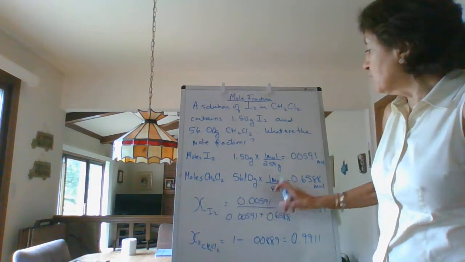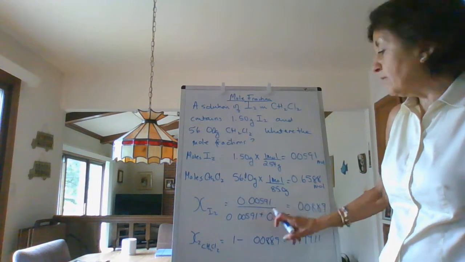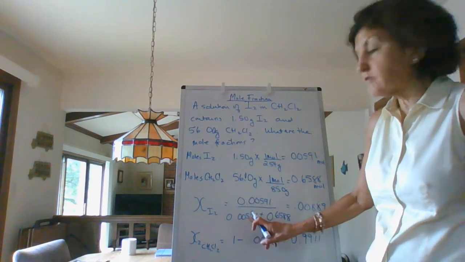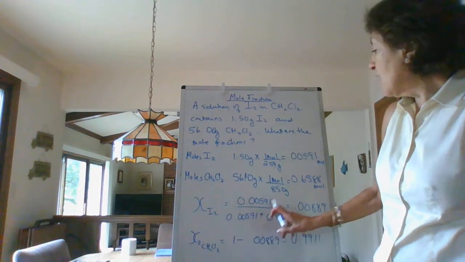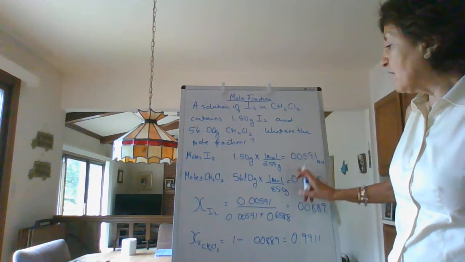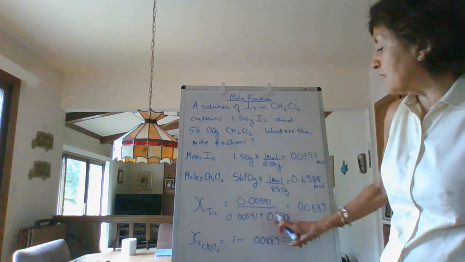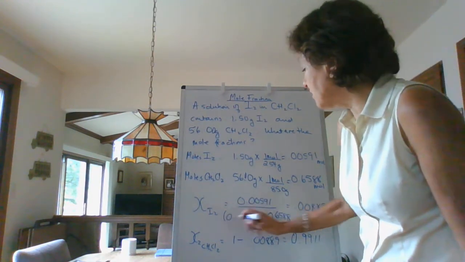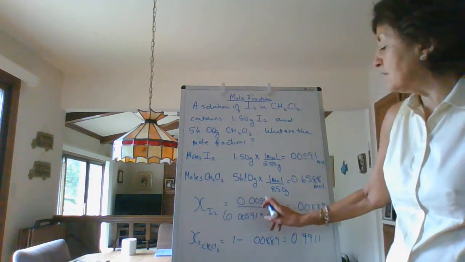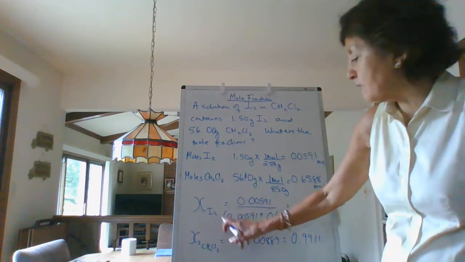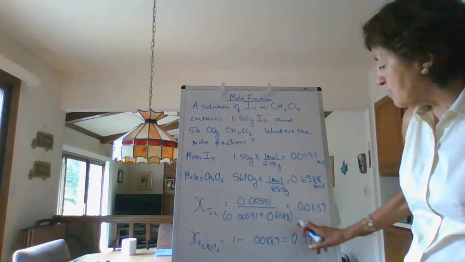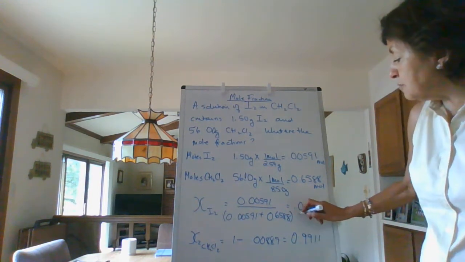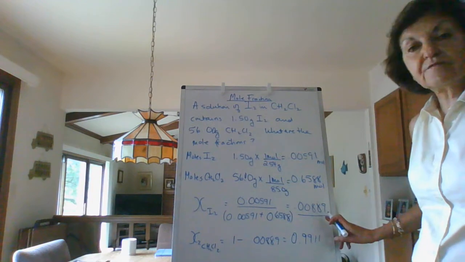All right, so now I'm going to figure out the mole fraction of iodine. You put your moles of iodine in the numerator, and then the sum of all the moles of everything in the solution in the denominator. So I'm adding the moles of iodine with the moles of methylene chloride down here. This divided by this. If you're going to do it all together, make sure you put parentheses around this. This, press divide, and then open parentheses, this plus this, close parentheses, press equals.